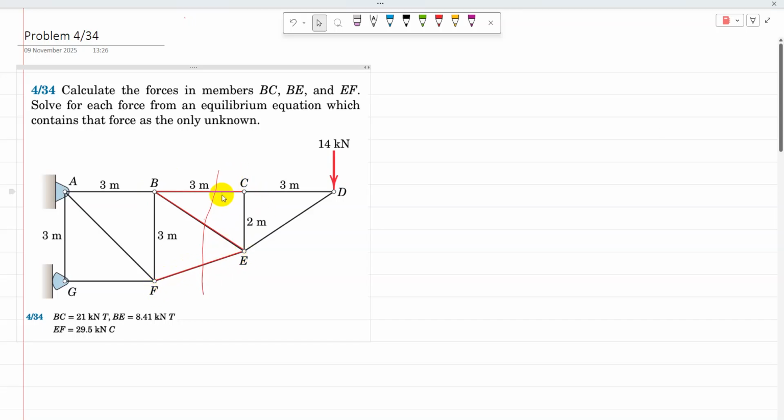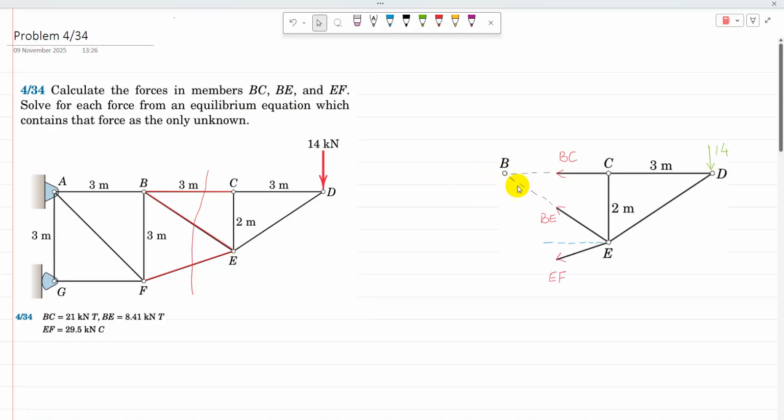So I'm going to redraw the free body diagram. That is the same free body diagram, but point B is now included here. If I take moment about point B, BC and BE are eliminated. Then I have EF. Now EF is an inclined member, so I need to resolve it into its components. To resolve EF into its components, I need to redraw here some right angle so I can find the components of EF.